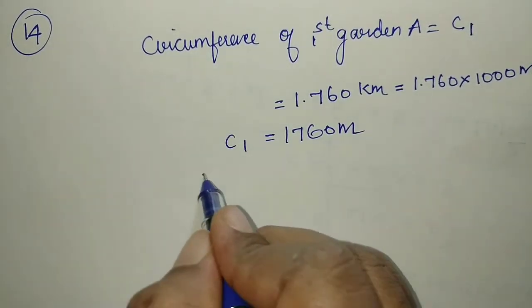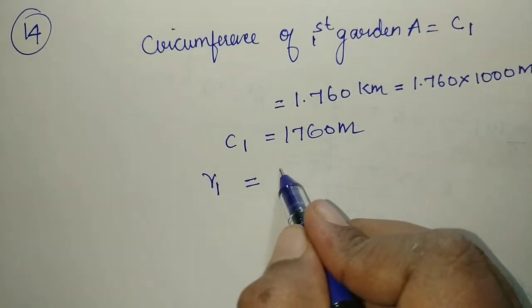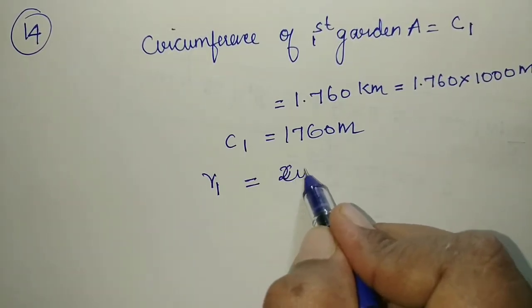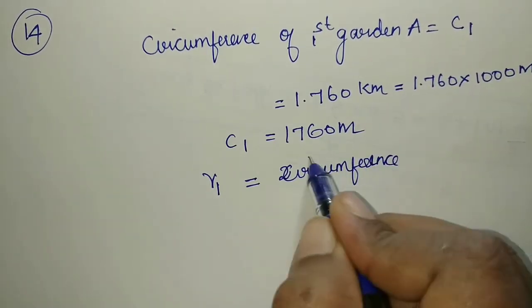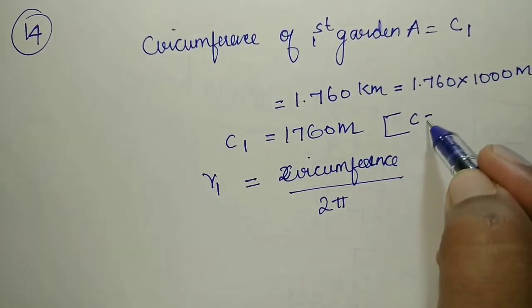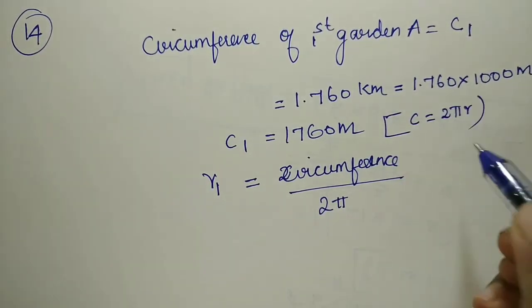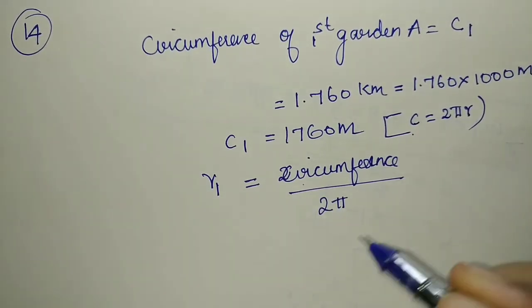So how to find radius? Radius is equal to circumference divided by 2 pi, because we know that circumference equals 2 pi r, so radius equals C by 2 pi, that is circumference by 2 pi.